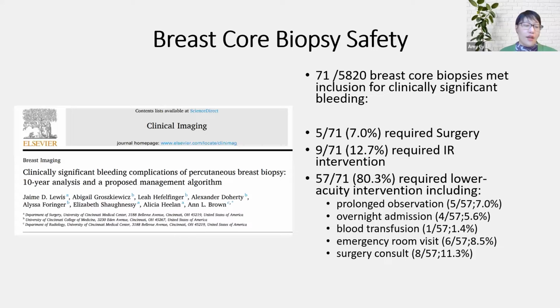Lest you think that more modern needle technology has reduced this phenomenon, this is a recent paper from this month that documented clinically significant bleeding in about 1% of patients undergoing core biopsy. So 1%, you may say, is low, but it's 100% if you turn out to be that patient who has a serious complication.